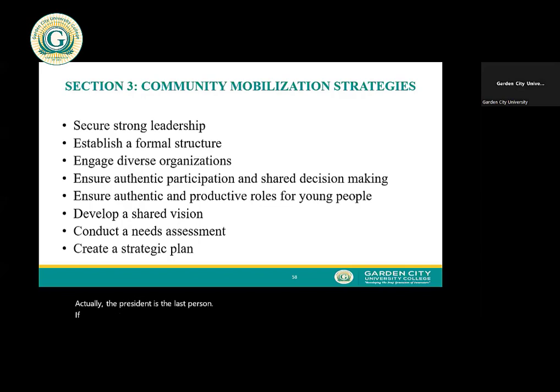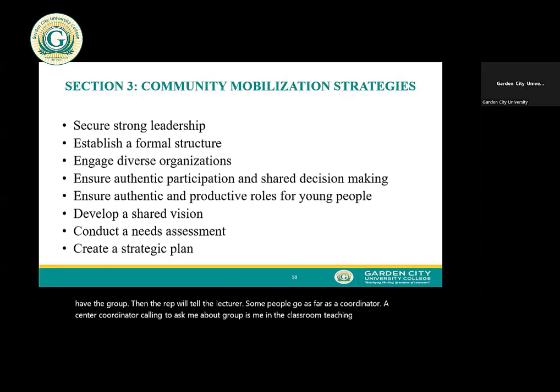If you have issues in your center relating to groupings and all those things, you first of all have to tell your reps that you don't have a group. Then the rep will tell the lecturer. Some people go as far as a center coordinator calling to ask me about groupings, me in the classroom teaching, administrator outside. Tell your reps, then the reps will send in your names. Some people, they don't wait. They don't have that waiting spirit. So the moment the reps send the names and their names are not there, or they haven't heard anything, they come to your DM and say, I sent my name to my rep and the rep hasn't done anything. Then you sit down and you ask yourself this question and you answer. Since you sent your name to the rep, has there been any updated list? If the answer is no, it means that you cannot accuse your rep.